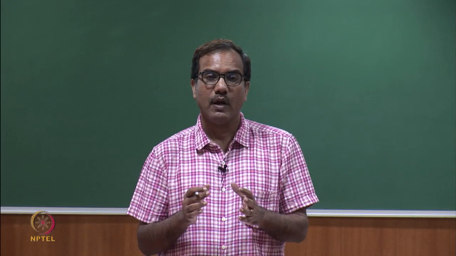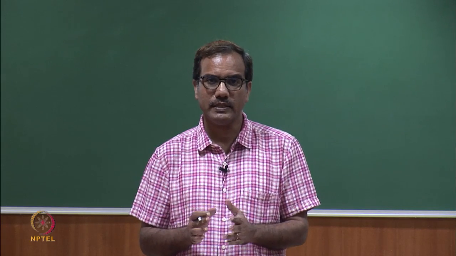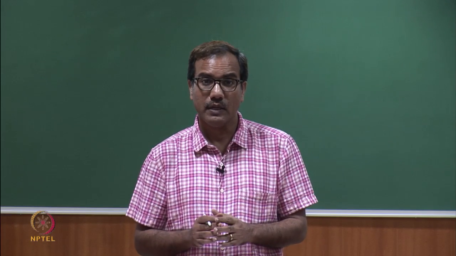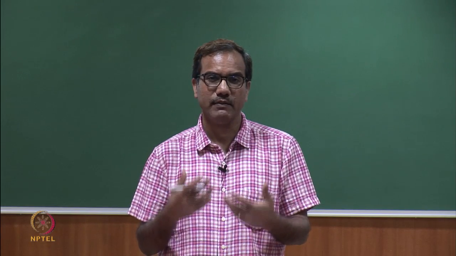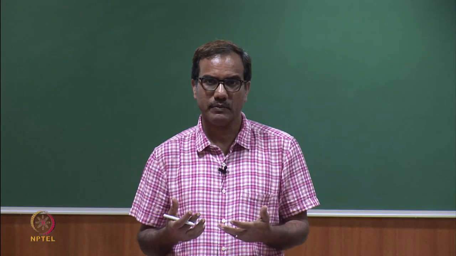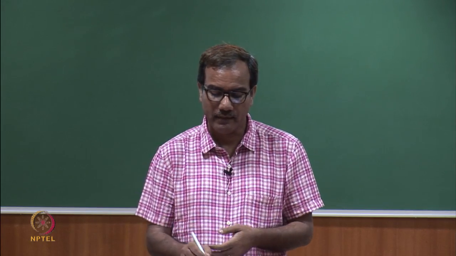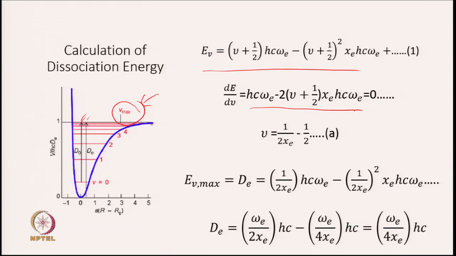Now, to calculate v max and the corresponding energy, we will simply differentiate this energy term with respect to v. We expect that this will give the value of v where the energy is maximum. When you differentiate this equation 1 with respect to v, what you get is h c omega_e minus 2 (v plus half) x_e h c omega_e. Higher terms are neglected, and that should be equal to 0 if we want to know the v level where the energy is maximum.